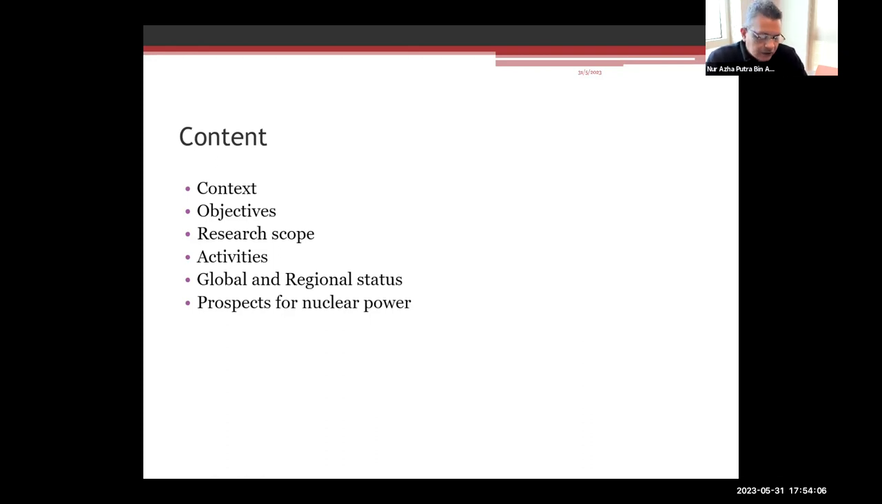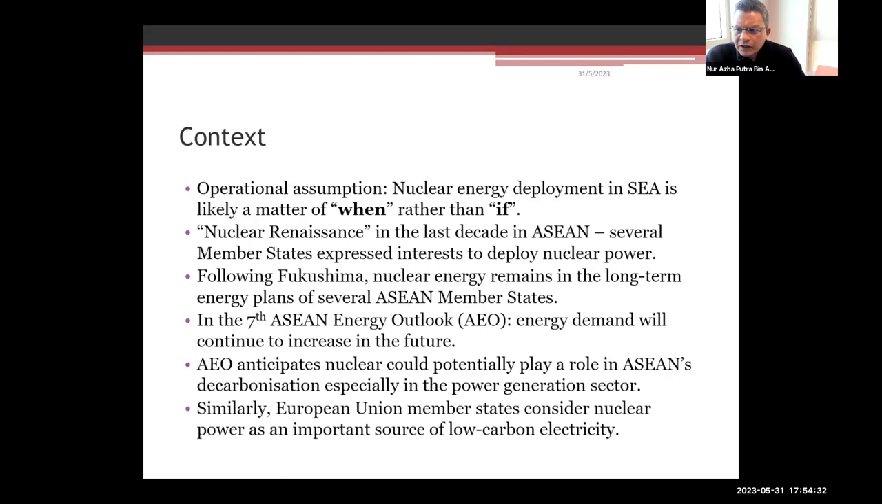And so my presentation will take you through the work that we do at ESI to give you a flavor of the sort of policy governance research. I'll take you through some of our activities and the global and regional status of what's going on out there, plus our take on the prospects for nuclear power. So the work that we do at ESI, we work on the operational assumption that nuclear energy deployment in the region, Southeast Asia, is likely a matter of when rather than if.